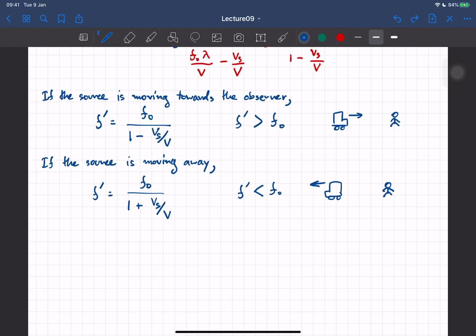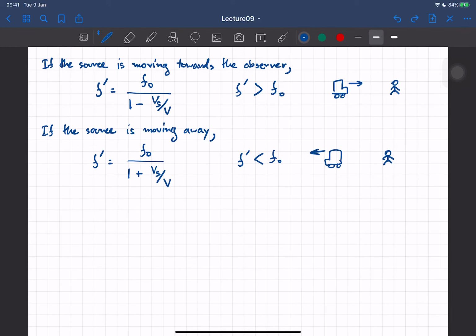Okay, so let's put in some numbers just to see how much it's going to affect. I'm not sure what the frequency of a normal siren is, but the pitch is kind of high. So let's assume that normally the frequency of the siren is maybe 2000 hertz. And what happens if the ambulance is moving towards you with moderate speed?